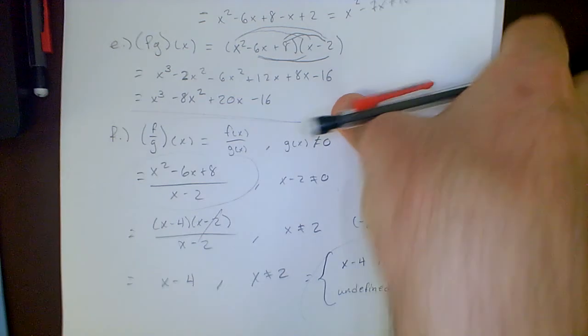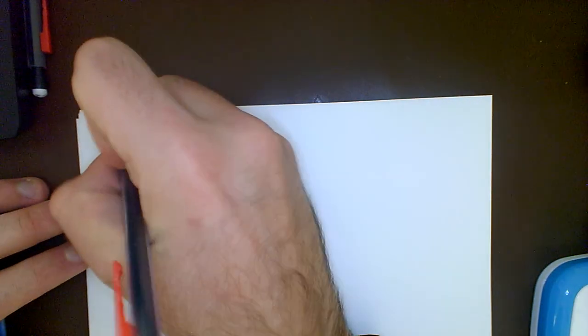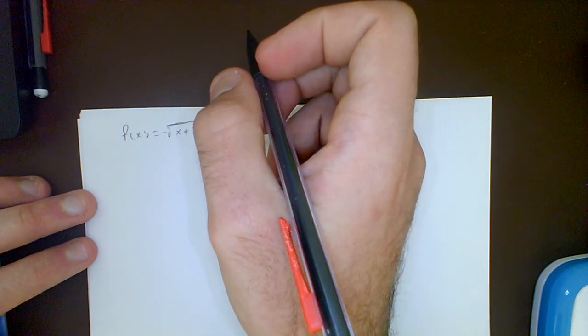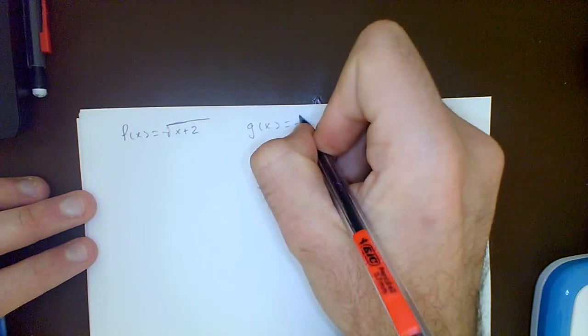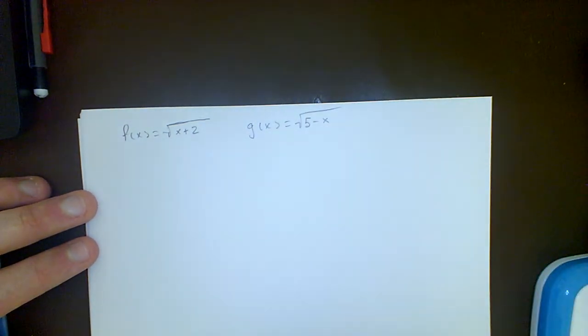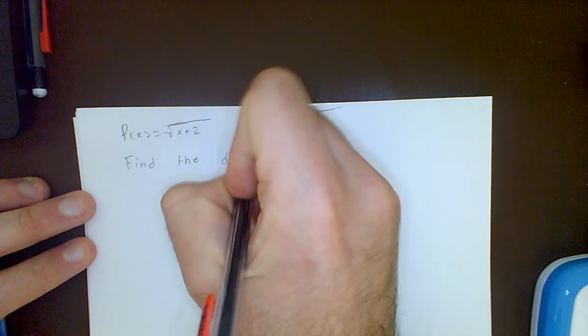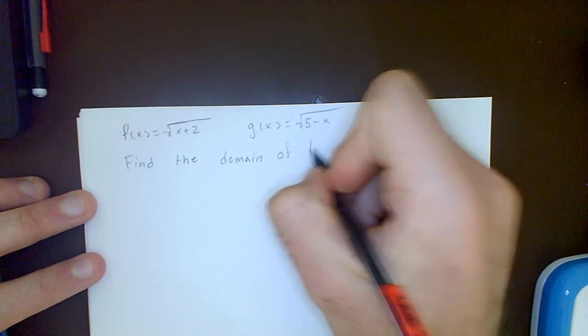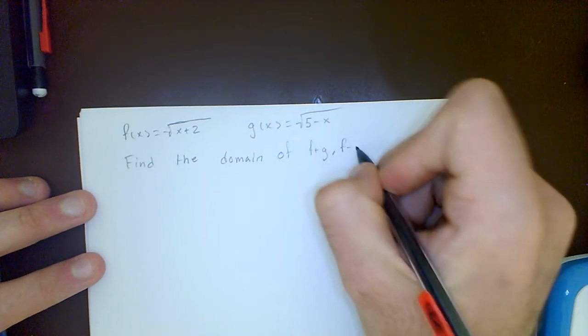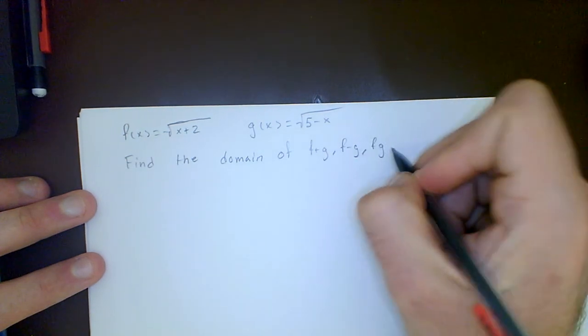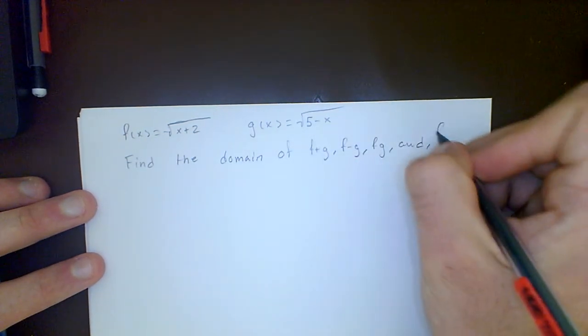Okay, so that leads us to our next discussion here, finding the domains of combinations of functions. Okay, so let f of x equal the square root of x plus 2, and g of x is the square root of 5 minus x. So the instructions are find the domain of f plus g, f minus g, f times g, and f over g.